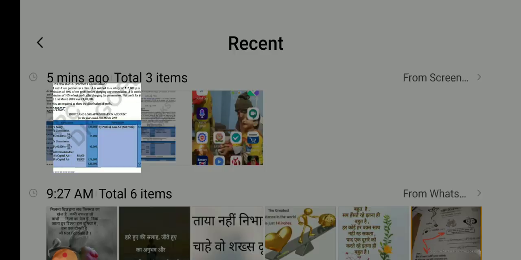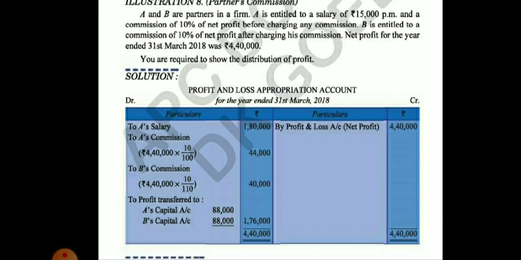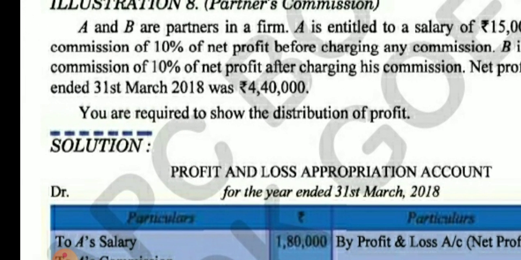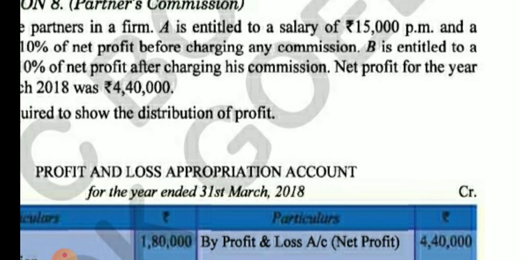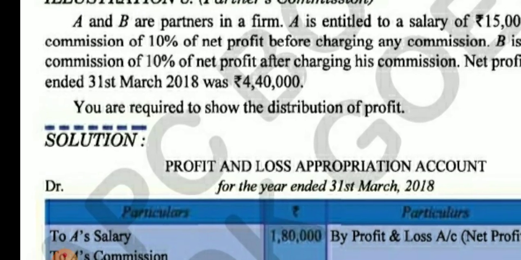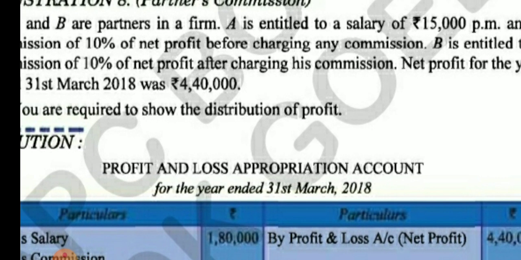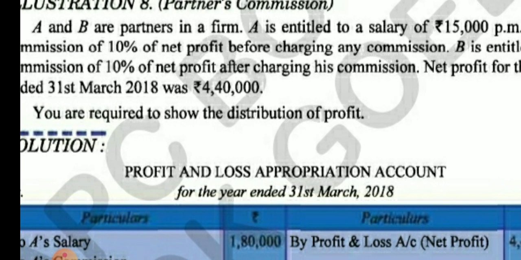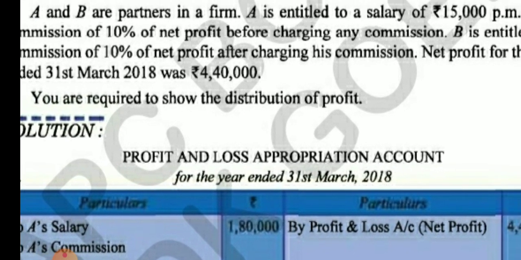Just see, this is the question. A and B are partners in a firm. A is entitled to salary of 15,000 per month, then commission of 10% on net profit before charging any commission. And B is entitled to commission of 10% on net profit after charging his commission. After charging his commission means we take the balancing amount, then we charge commission. Net profit of the year is 4,40,000.